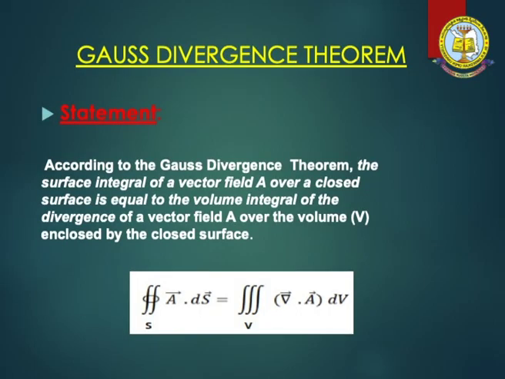According to the Gauss divergence theorem, the surface integral of a vector field A over a closed surface is equal to the volume integration of the divergence of the vector field A over the volume V enclosed by the closed surface, that is, the volume integration of del dot A into dV. So, this is the surface integral of the vector field A into ds, the area, and that is equal to the volume integration of the divergence of the vector field into dV, the volume enclosed by this closed surface. This theorem is now stated.